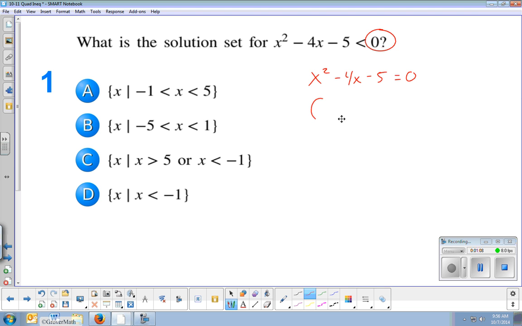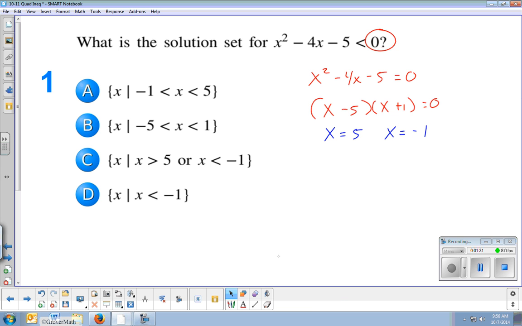Once it's set equal to 0, we factor. And this is some basic factoring right here. It factors to x minus 5 and x plus 1 equals 0. And then you set each factor equal to 0 and solve those. So x minus 5 equals 0; I would add 5 to obtain x equals 5. For x plus 1 equals 0, I'd subtract 1 to get x equals negative 1.